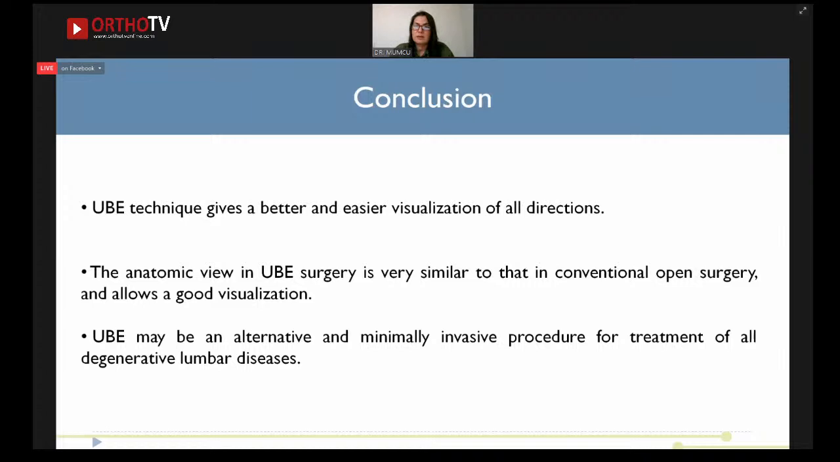Let's summarize briefly what we looked at. UBE technique gives a better and easier visualization of all directions. The anatomic view in UBE surgery is very similar to that in conventional open surgery and allows a good visualization. UBE may be an alternative minimally invasive procedure for treatment of all degenerative lumbar disease.